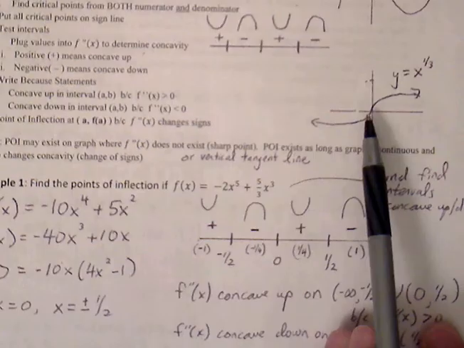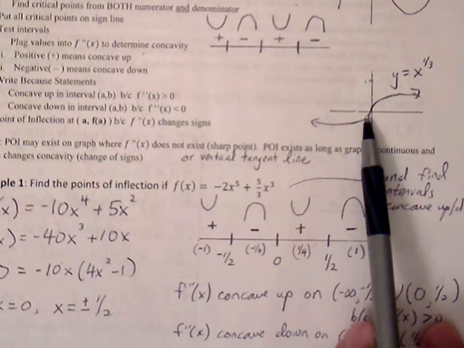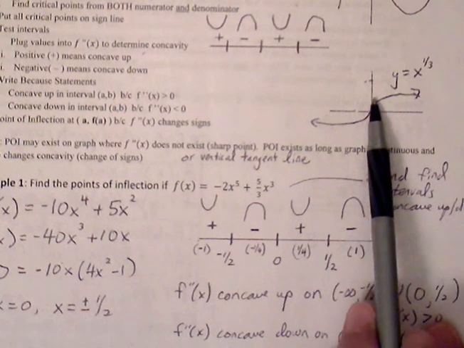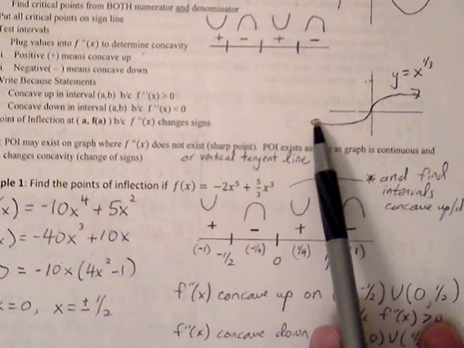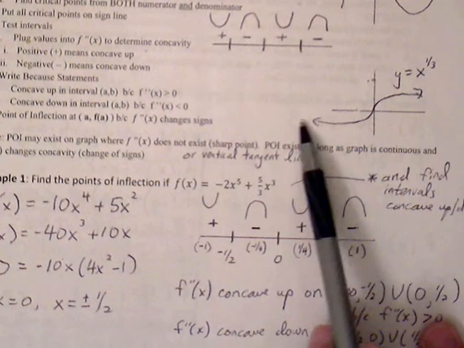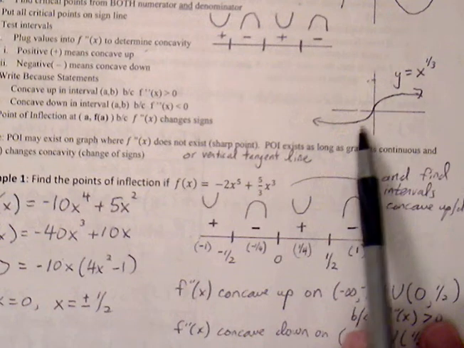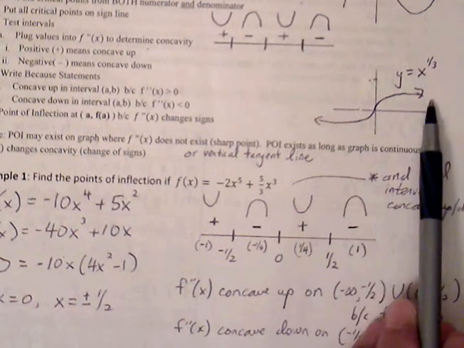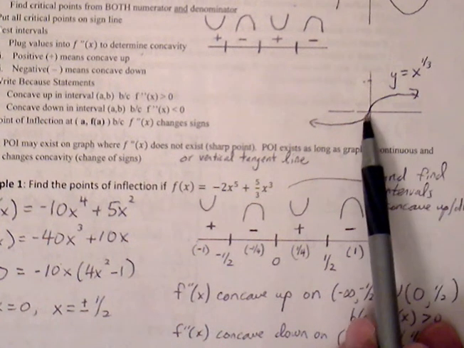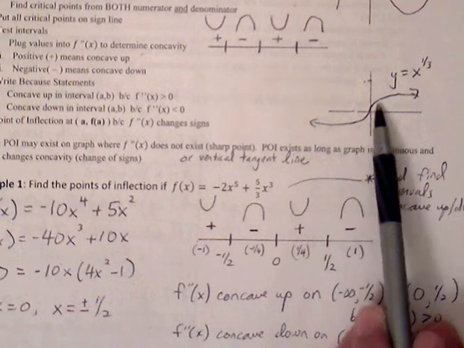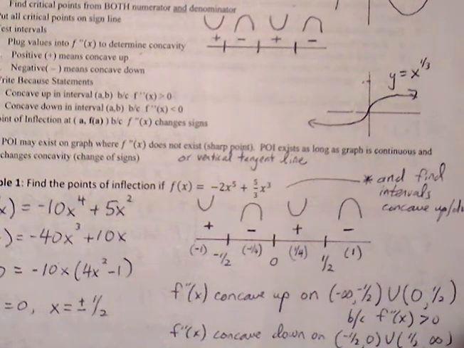So here's an example where there's a point of inflection where f double prime does not exist. Here there's a vertical tangent line, but you see that the graph changes from concave up to concave down. So here this resembles a parabola that opens up, and this resembles a parabola that opens down. That point where concavity changes is a point of inflection.